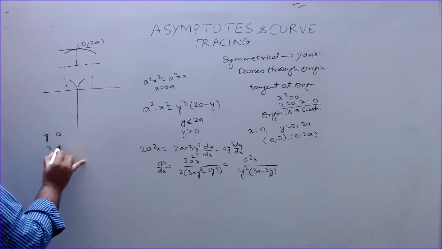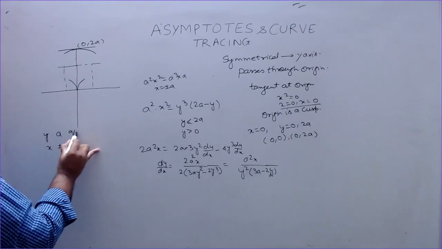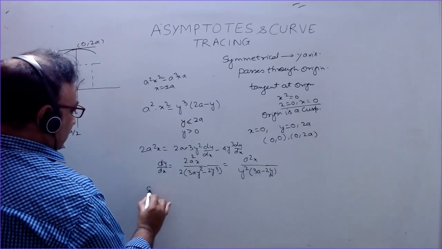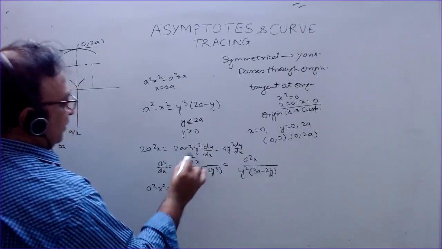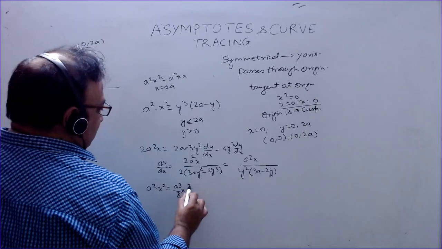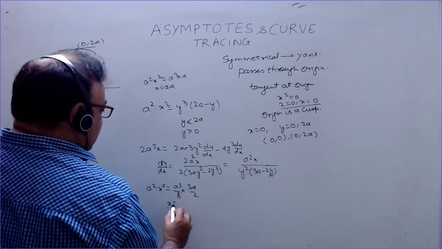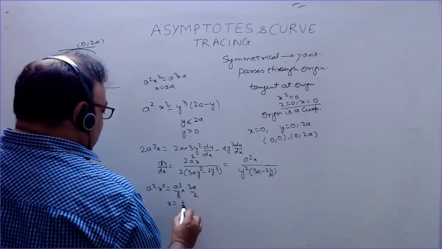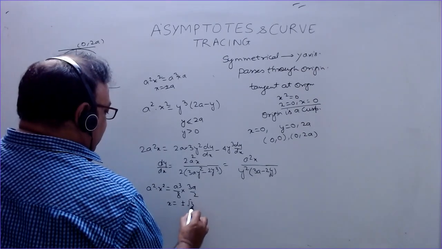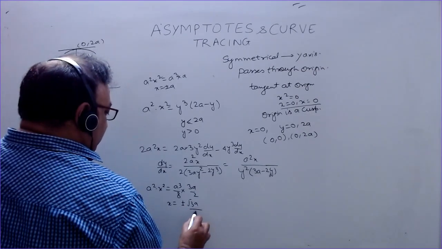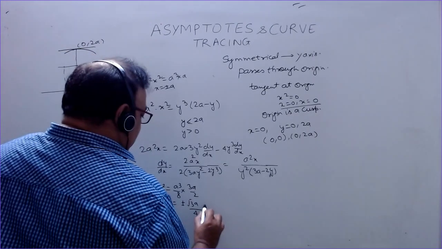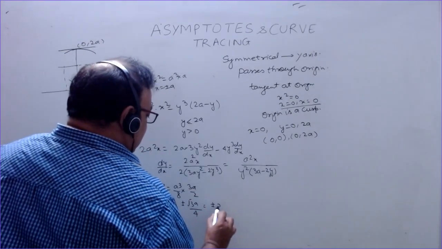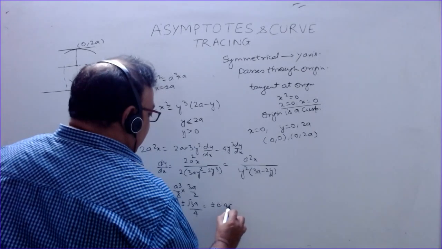If y is equal to a by 2, in this case a square x square equal to a cube by 8 into 2a minus a by 2, 3a by 2. So x is plus minus root 3a divided by 4, and root 3 is 1.73. So this is equal to plus minus 0.4a approximately.